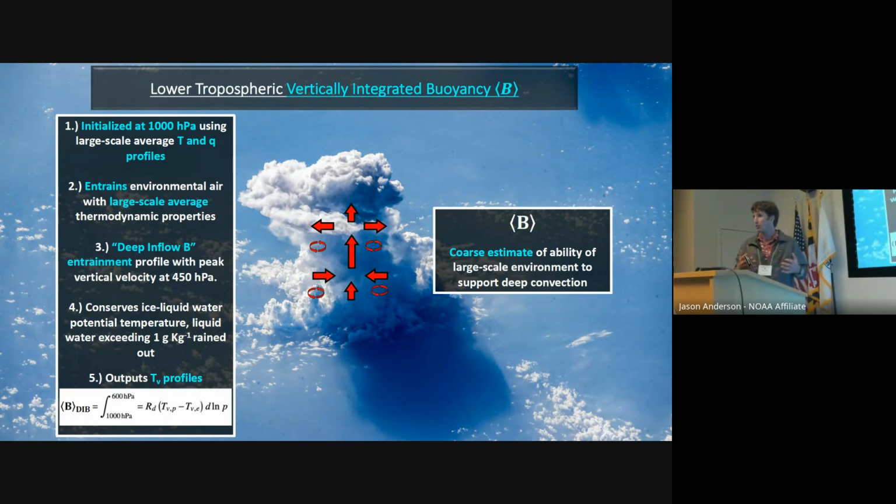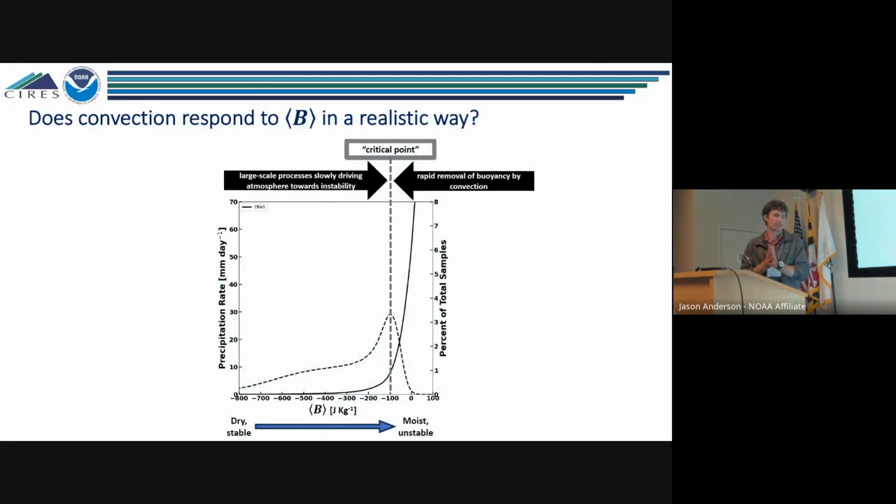So a little bit more sophisticated than a measure like column saturation fraction or your traditional non-entraining CAPE measures. Okay, so let's look at some results. First question: does convection respond to buoyancy in a realistic way? In this figure, we've got ERA5 buoyancy on the x-axis. So dry and stable environments are on the left, moist and unstable environments are on the right.